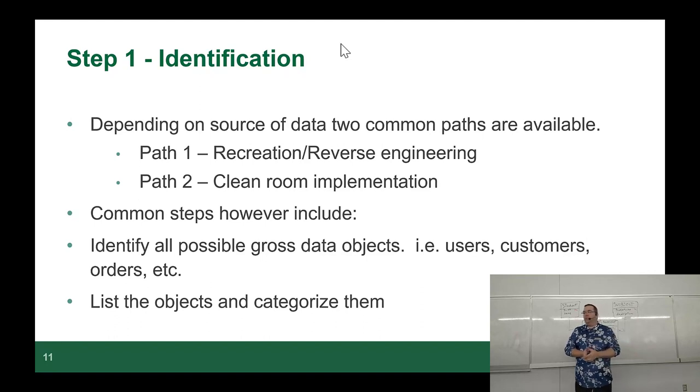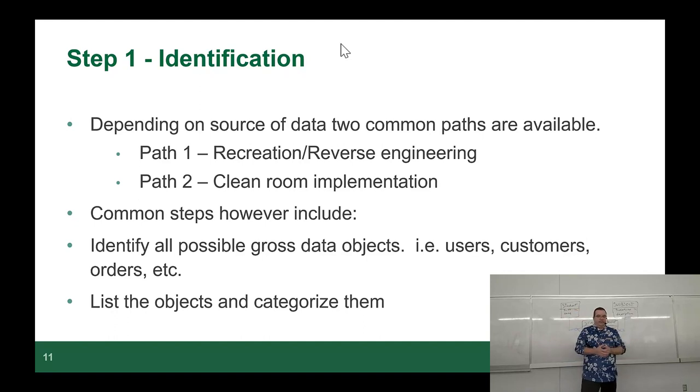Path two, the clean room implementation. That's when your boss goes on vacation and comes back three weeks later with a head full of ideas and says, I've got it. I want you to create a database to do X, Y, Z. And that's it. You have no other sources of information other than an idea. It's known as a clean room implementation, also known as a whiteboard implementation, because odds are you're going to start on a whiteboard or on a piece of paper. It's known as clean room because you're not coming in with any preconceived concepts of anything.